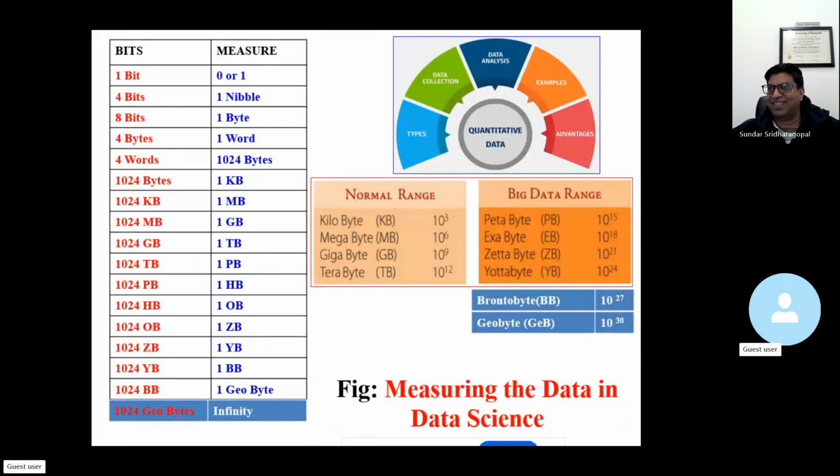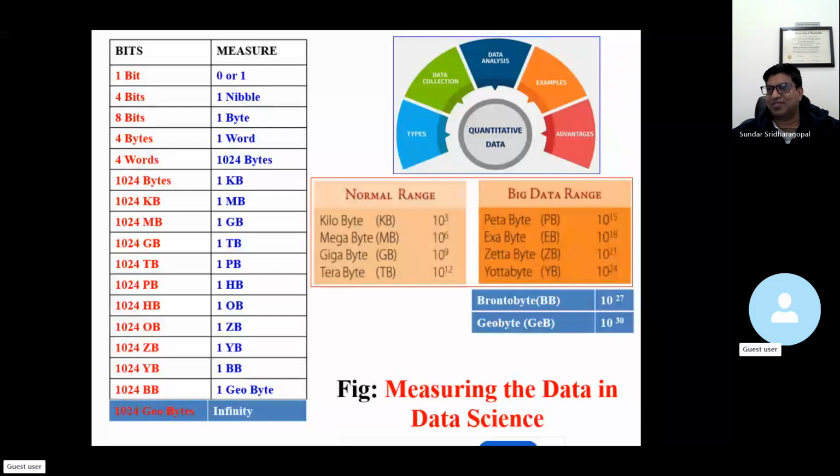1024 zettabytes equal to 1 yottabyte. 1024 yottabytes is equal to 1 brontobyte. 1024 brontobytes is equal to 1 geobyte. So 1024 geobytes equal to infinity. Last night I searched whether there are any more terminologies. Yes, there are two more terminologies presented: 1024 yottabytes is equal to 1 brontobyte, and 1024 brontobytes is equal to 1 geobyte. These are the two terminologies available in the latest terminology.